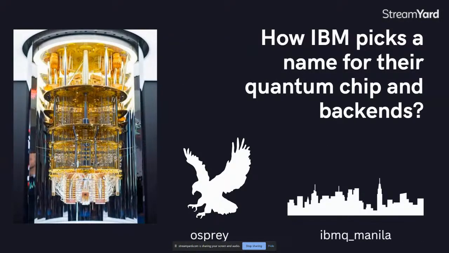So how does IBM pick a name for their quantum chips and backends? They are in fact using the names of birds to represent their quantum chips, or their QPU, their quantum processing unit, and they're using the names of cities across the world where IBM has offices, such as IBM Q Manila, IBM Kyiv, IBM Washington, and the like.